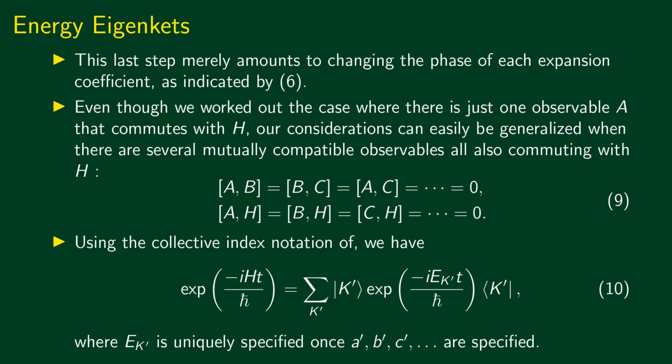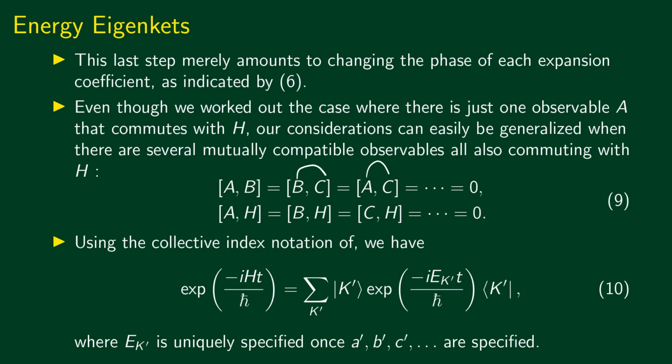So far, we talked about the case where there is just one observable A that commutes with the Hamiltonian. But the same ideas can be generalized to the case where there are several mutually compatible observables which also commute with the Hamiltonian. By this we mean, suppose there are several Hermitian operators, several observables, which all commute among themselves. If you take operators A, B, and C, and they all commute among themselves, the commutator of A and B, the commutator of B and C, the commutator of A and C, these are all 0. In addition, each of these operators also commutes with the Hamiltonian.